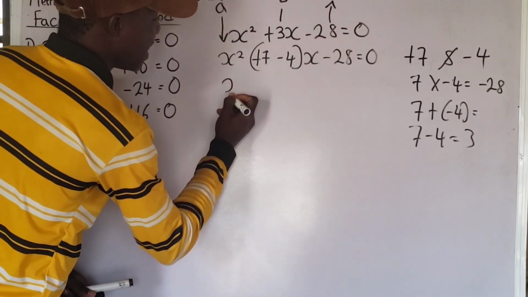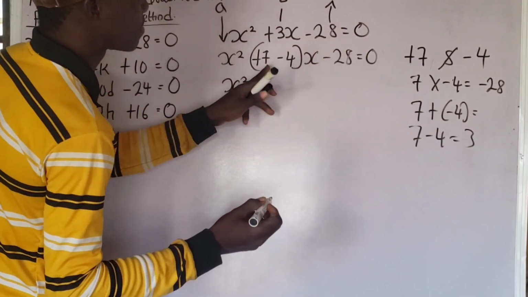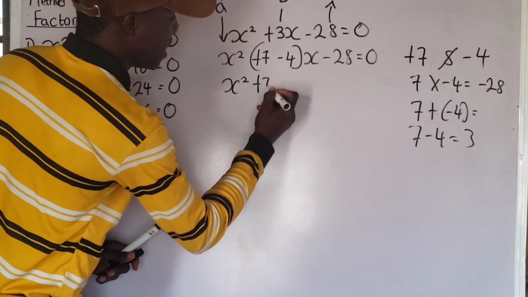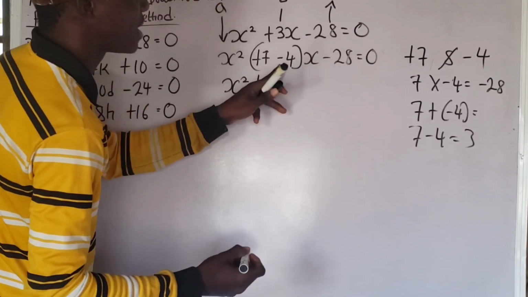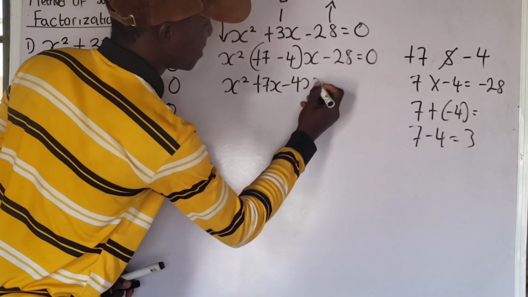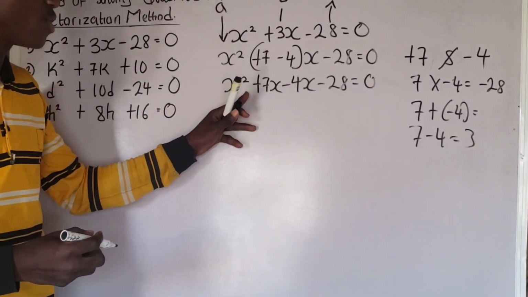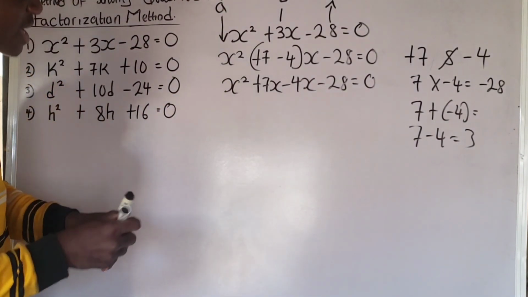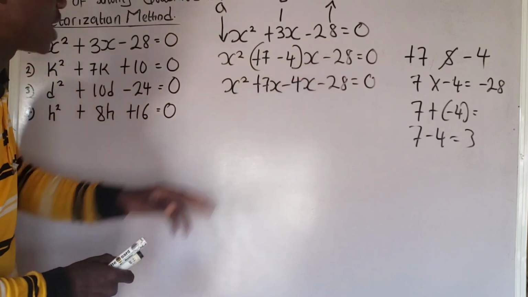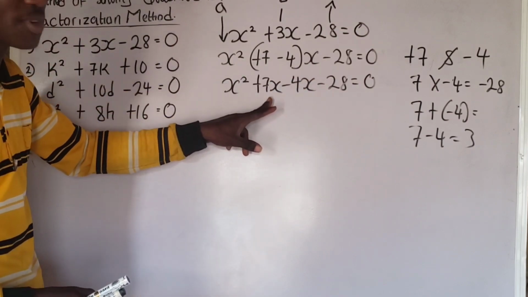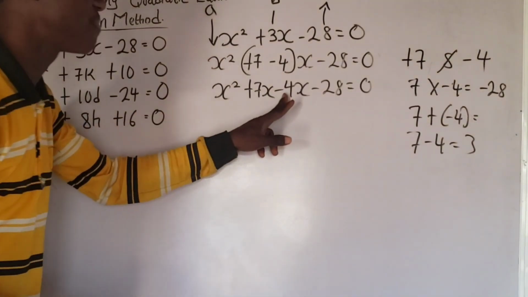Here I'm going to have x squared, x multiplied by plus 7, plus 7x, x multiplied by negative 4, negative 4x, minus 28 equals 0. Do you understand how I got here? I just opened the bracket using x. So x multiplied by plus 7, I have plus 7x. x multiplied by negative 4, I have negative 4x.